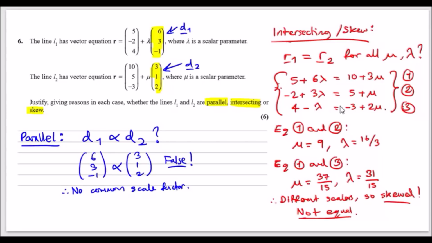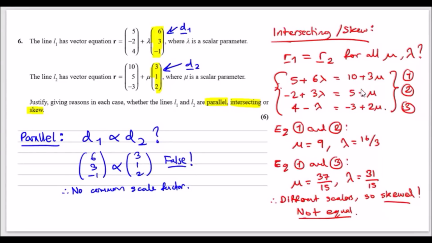Now to show that they intersect, or at least to have a go, we need to equate this one with this equation here, the line 2 version. So again, we're going to have 10 plus 3 mu, so it's over here. And now we just have to take simultaneous equations. Now, to be safe, all you have to do is usually test 2 or 3. And what I do is I take 2 equations. For example, I took the first and second equation.